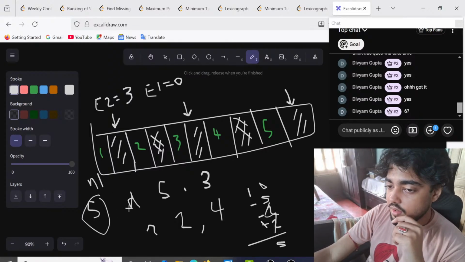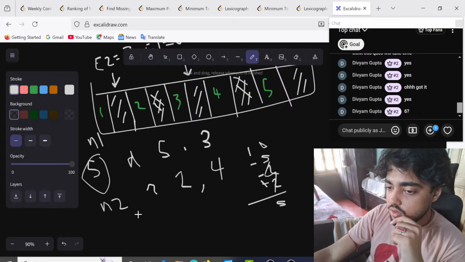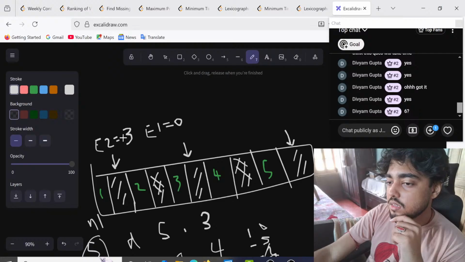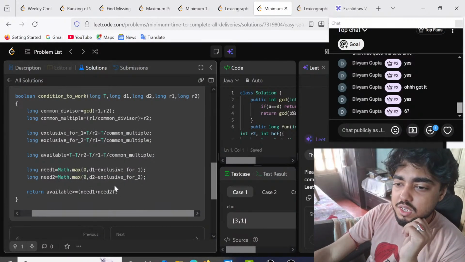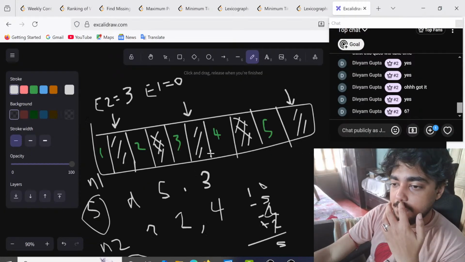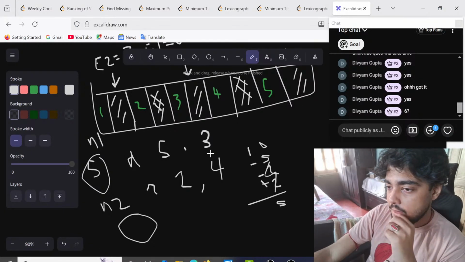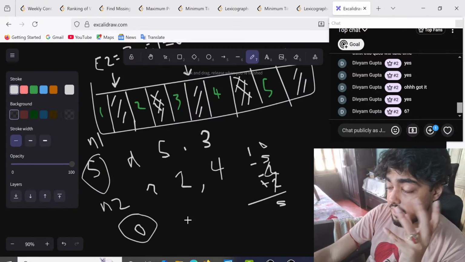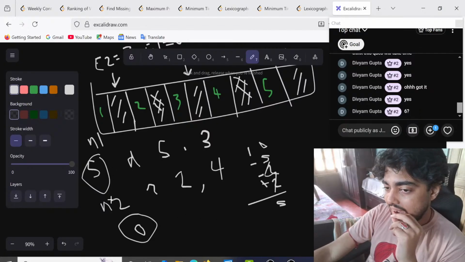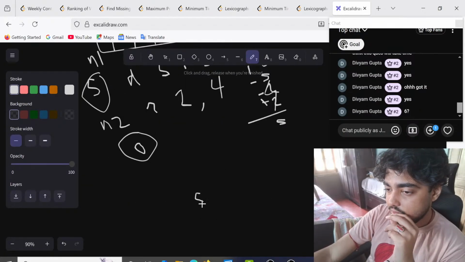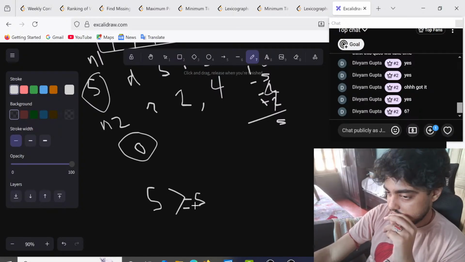What is need 2? It is 3 minus 3. Yes, 3 minus 3, that is 0. Correct? Need 2 is 0. Add them, 5 plus 0 is 5. What is available? Available was also 5. 5 greater than or equal to 5? Yes. We get the answer.